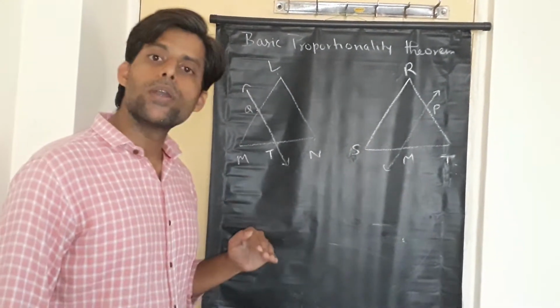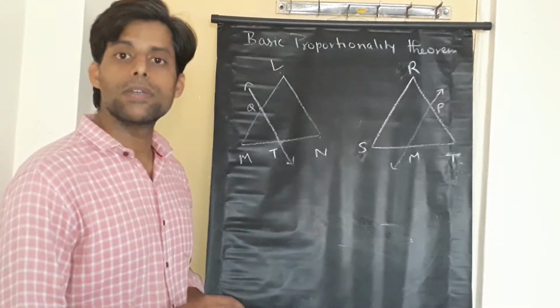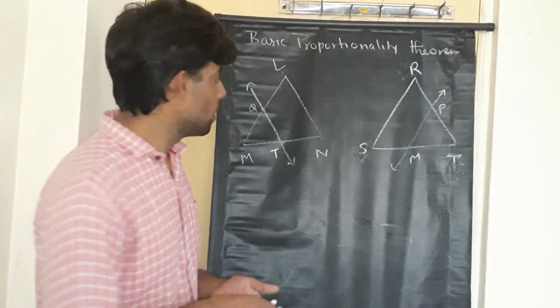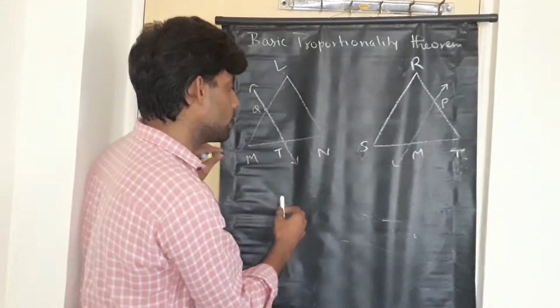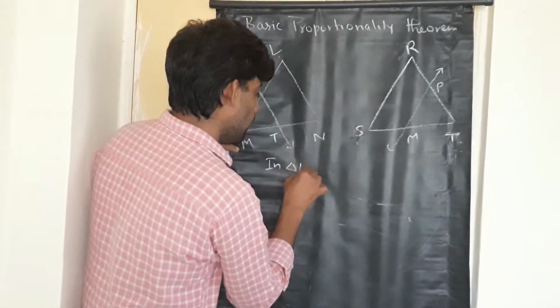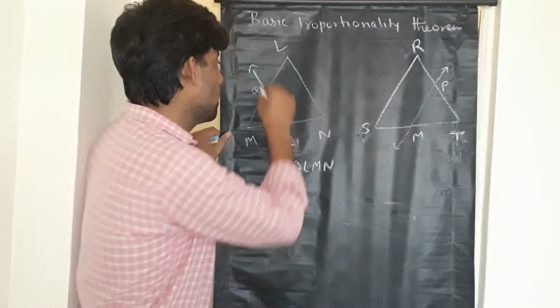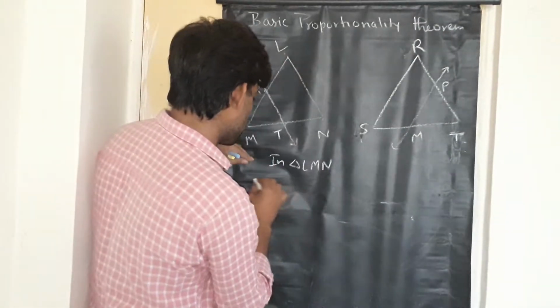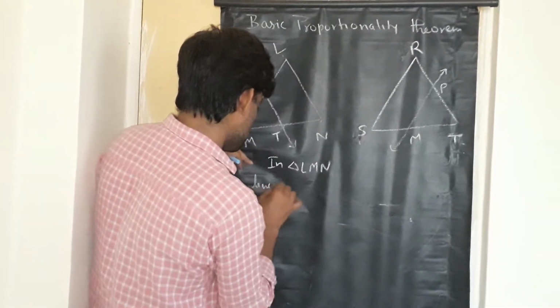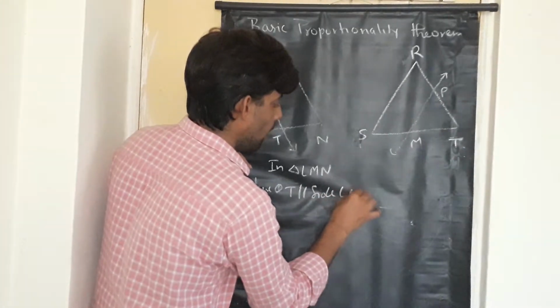Now whenever we are going to apply BPT, we'll make use of 3 steps for writing it. The first step is the name of the original triangle. Name of the original triangle is what, students? LMN. So we'll write here in triangle LMN. Mention the line which is parallel to the side. QT is parallel to LN. So we'll write here line QT is parallel to side LN.